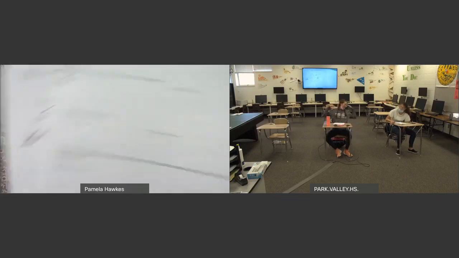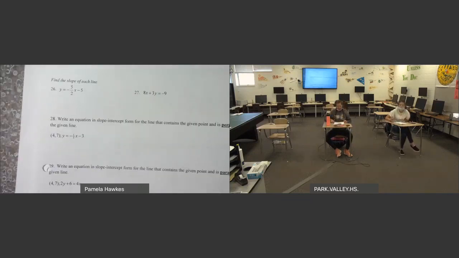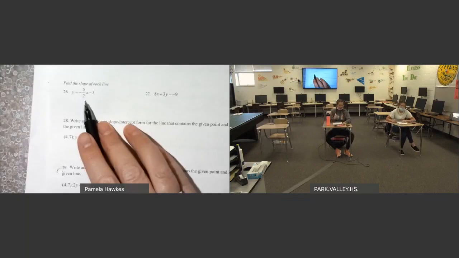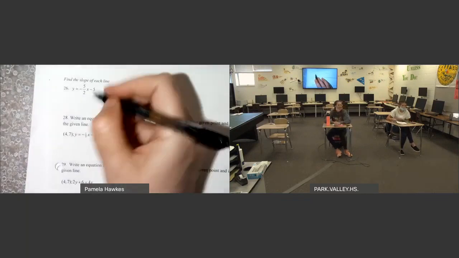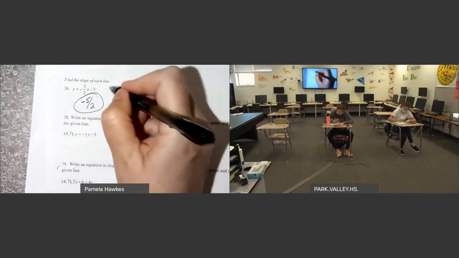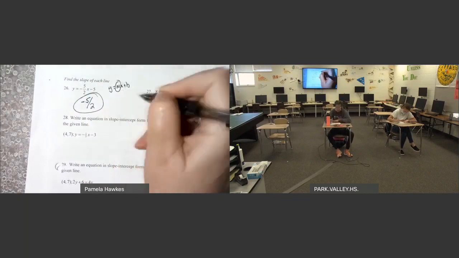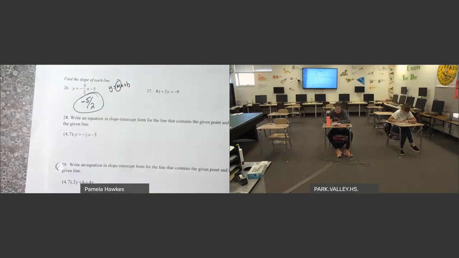26. Okay? 26 says find the slope. What's the slope of this line, you guys? Negative 5 over 2. That's the answer. Remember, because it's in y equals mx plus b, m is the slope, so it's just negative 5 here. Good? Okay.